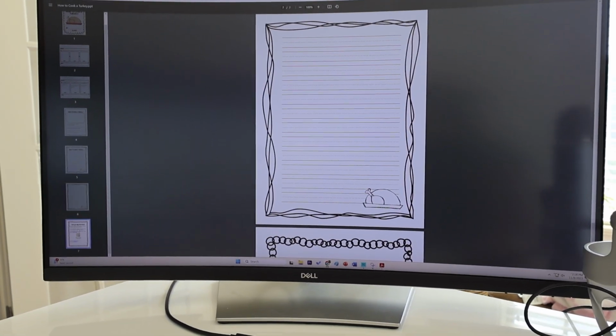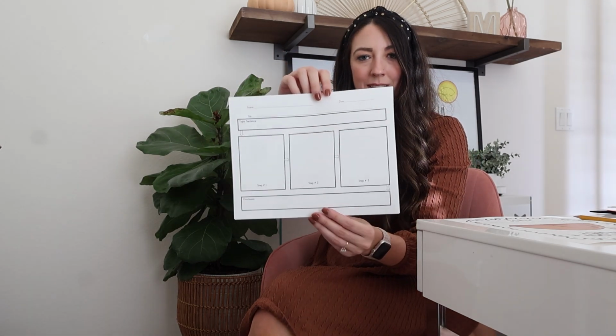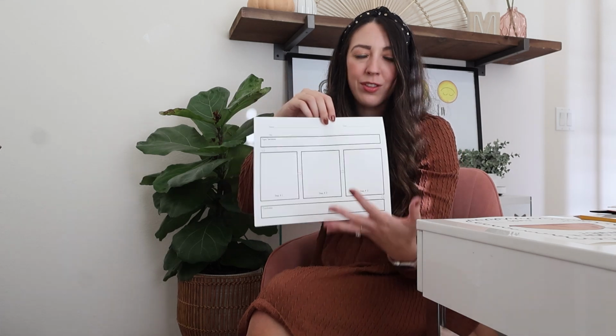I think this page is to be used if you want to create a class book, which would be adorable. And then this page she has would be great for younger kiddos, where it's like a graphic organizer style, and they could draw pictures and you could help them write, or they could try to write if they are able to write. This is an example from Jennifer's class.